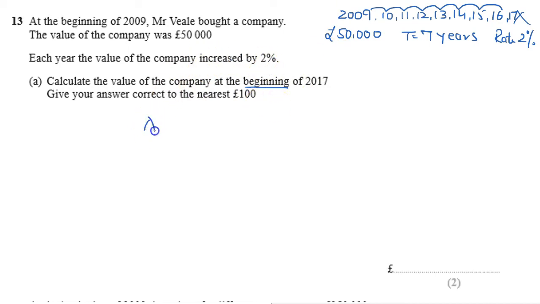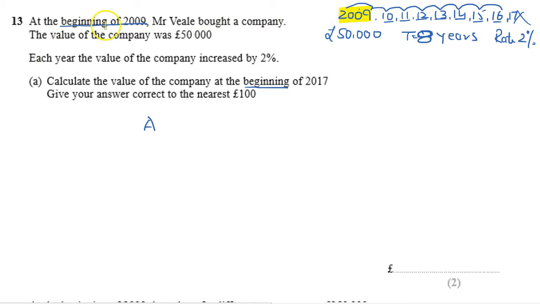So the amount after 7 years will be... now this question says at the beginning of this year, so you have to consider this year also. At the beginning, 2009 will also be considered. 2009 is year 1, year 2, year 3, year 4, year 5, year 6, year 7, year 8. For such type of question, always be very careful about the number of years.